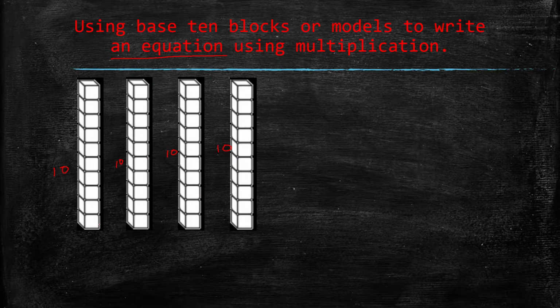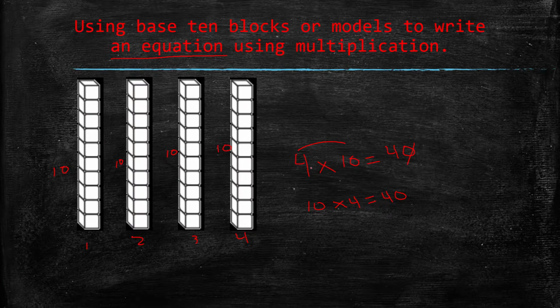So if you had 4 of them, 1, 2, 3, 4. 4 times, how many is in each one of them? 10. Remember, an equation has an equal sign. What's 4 times 10? 40. Now, you can also write that backwards and get the same answer. So that's how an equation would look using these base 10 blocks.